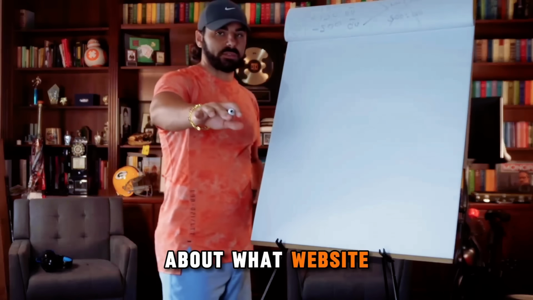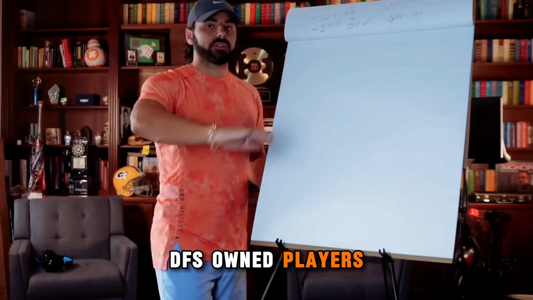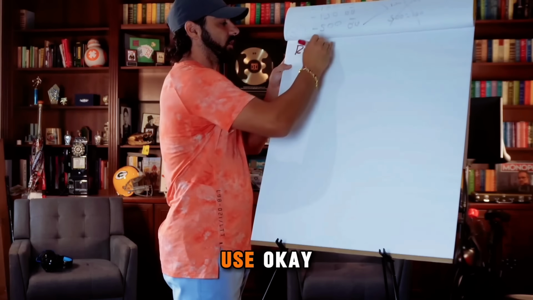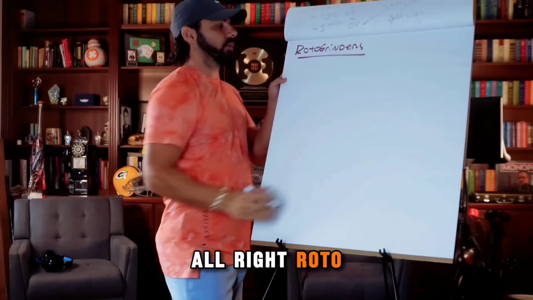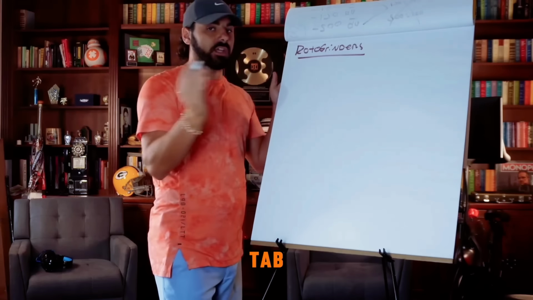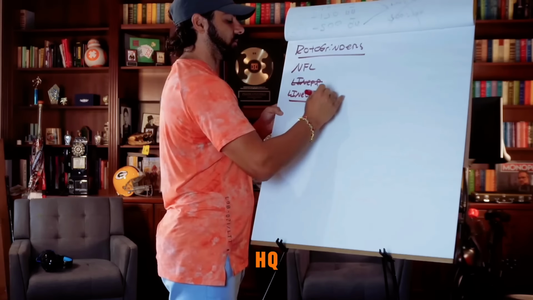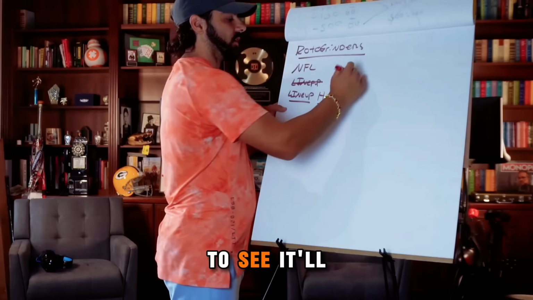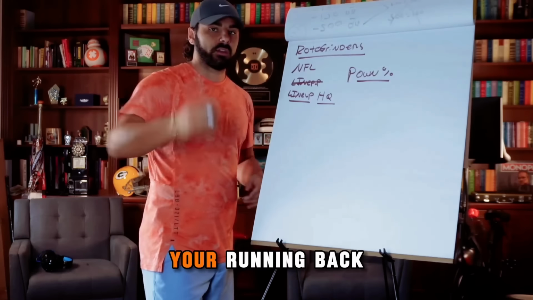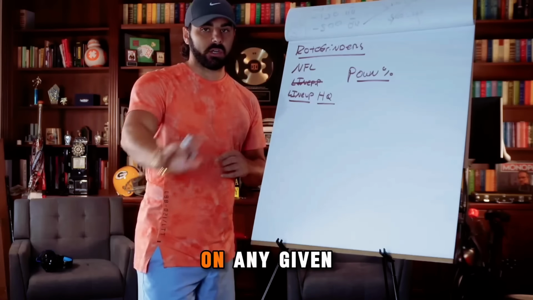Now let's talk about what website you need to be able to find all that data for the highest DFS owned players across the lineups, all right? What you need to do is go to the website called, this is the one that I use, Roto Grinders. That's what you need to go to, and then you literally just go to one tab. For the NFL, go to Lineup HQ, okay? And then you'll be able to see it'll say percentage owned. And you'll be able to correlate your quarterback, your running back, your receiver, and see the highest that are owned across all the lineups on any given Sunday.